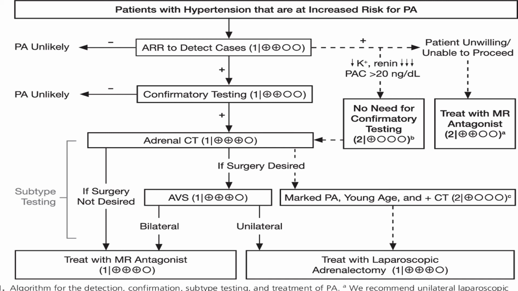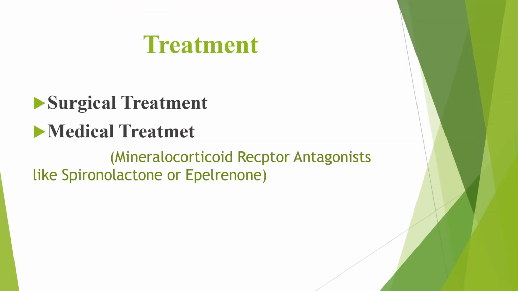In all other cases, when you plan surgery, you need to go for adrenal venous sampling to localize the lesion, and subsequently go for laparoscopic adrenalectomy. In all other cases, if you weren't able to localize the lesion, or if the patient is a poor surgical candidate, you will go with the medical treatment option.